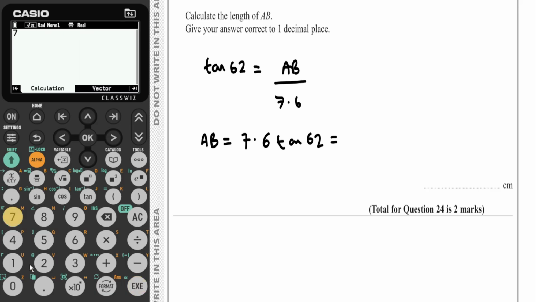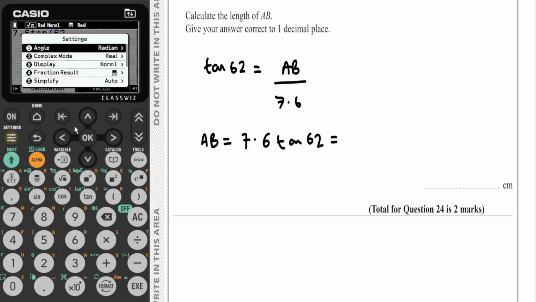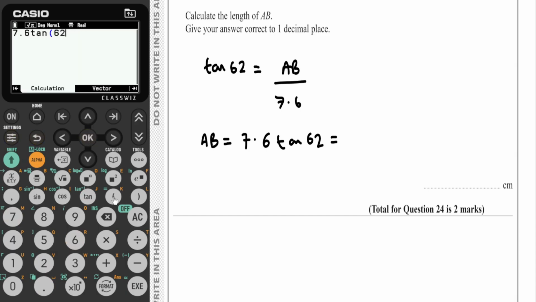So we've got 7.6 times by the tan of 62. Let's make sure our calculator is in degrees, which is 14.3 to one decimal place.